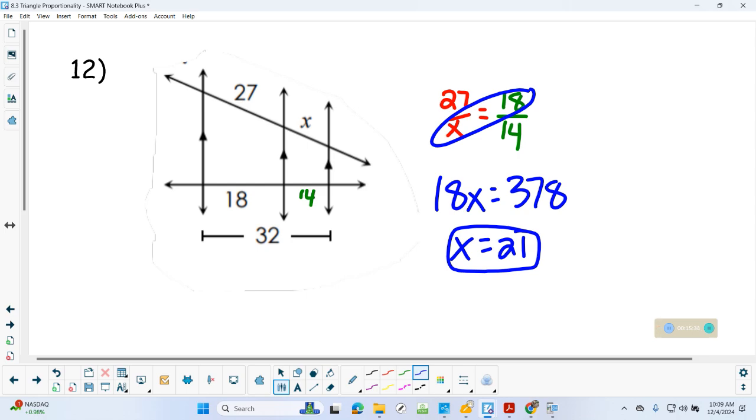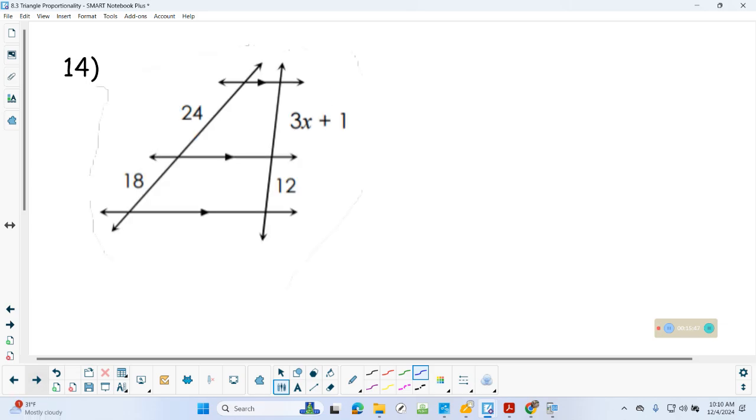Let's do the final couple here. Do we need to do all three of these? I feel like we don't. Let's cross off 13 and do 14 and call it a day, because clearly you can see it's all the same stuff. It's repetitive, and clearly you guys got it. I'm going to start with the 3x plus 1, over 12. Keep the order. What's your second fraction? 24 over 18.